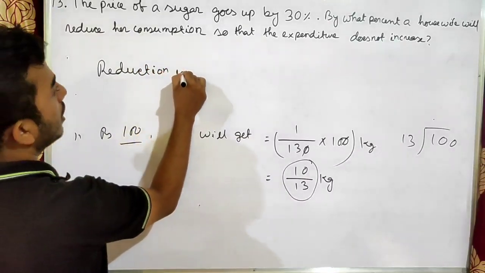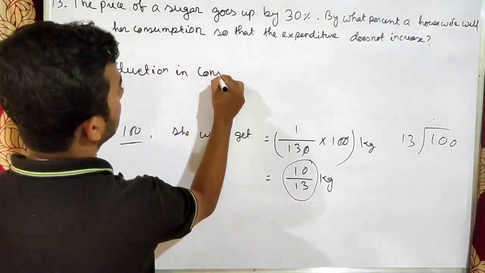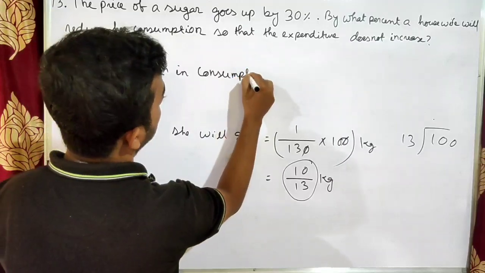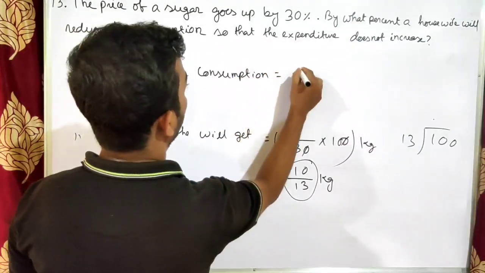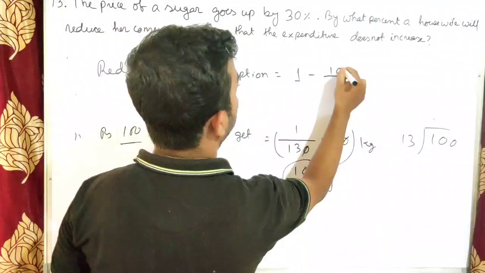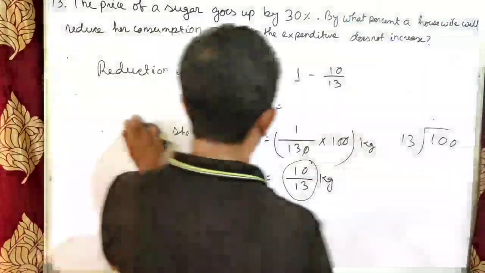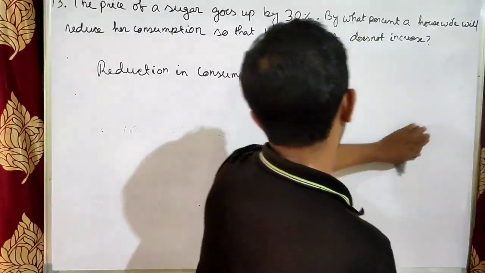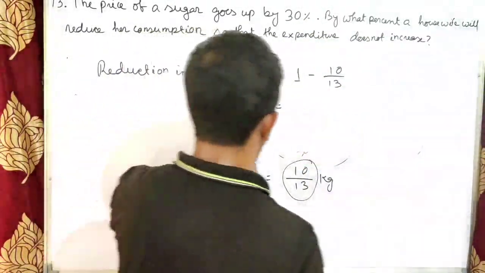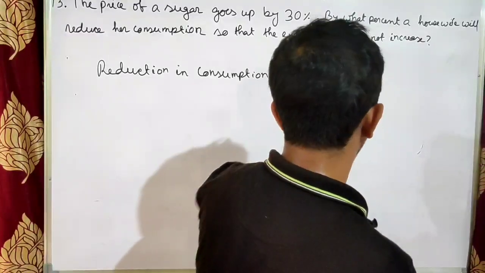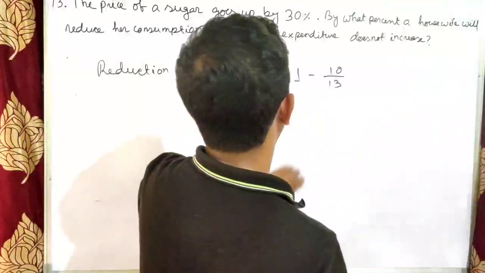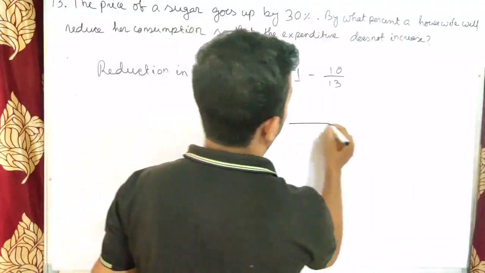Reduction in consumption. Reduction in consumption earlier was what? 1, now minus 10 by 13. So these are the two rational numbers, isn't it? To subtract two rational numbers, what do we have to do? We have to make their denominators the same by taking their lowest common multiple.